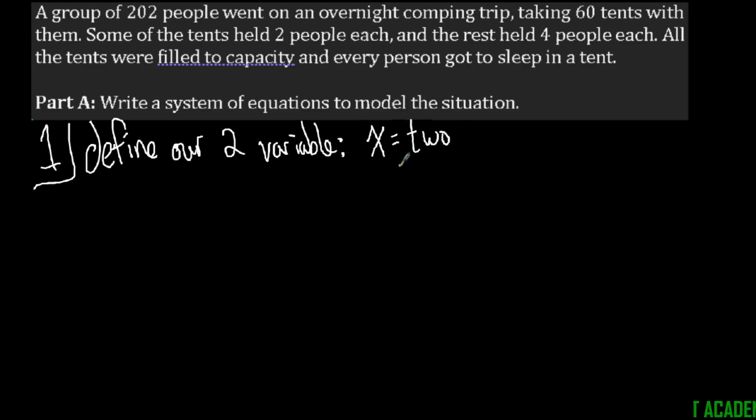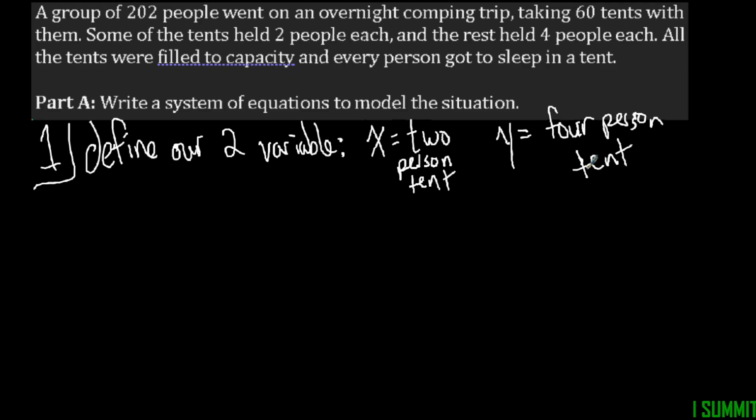And let's say y equals the 4-person tent, because that way it will have our 2 variables for our system. Now we need to write our 2 equations using these variables.